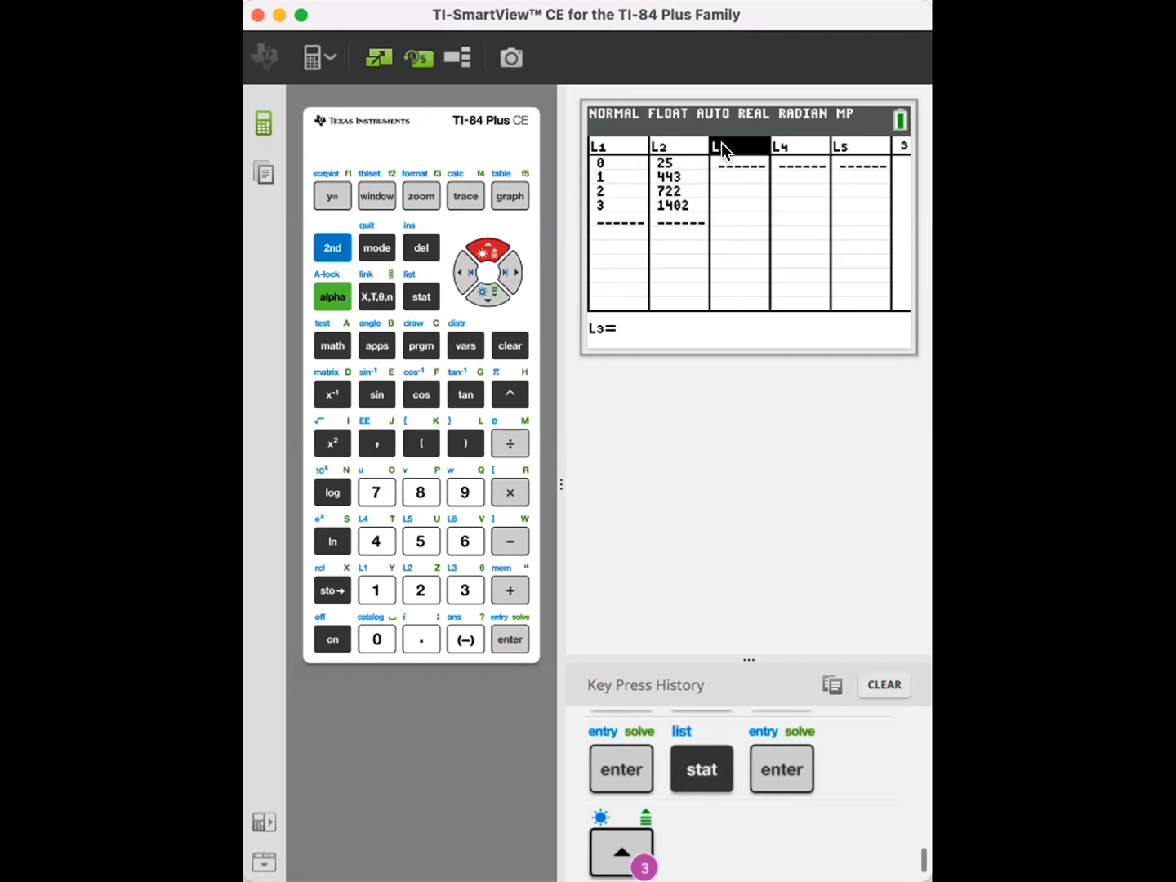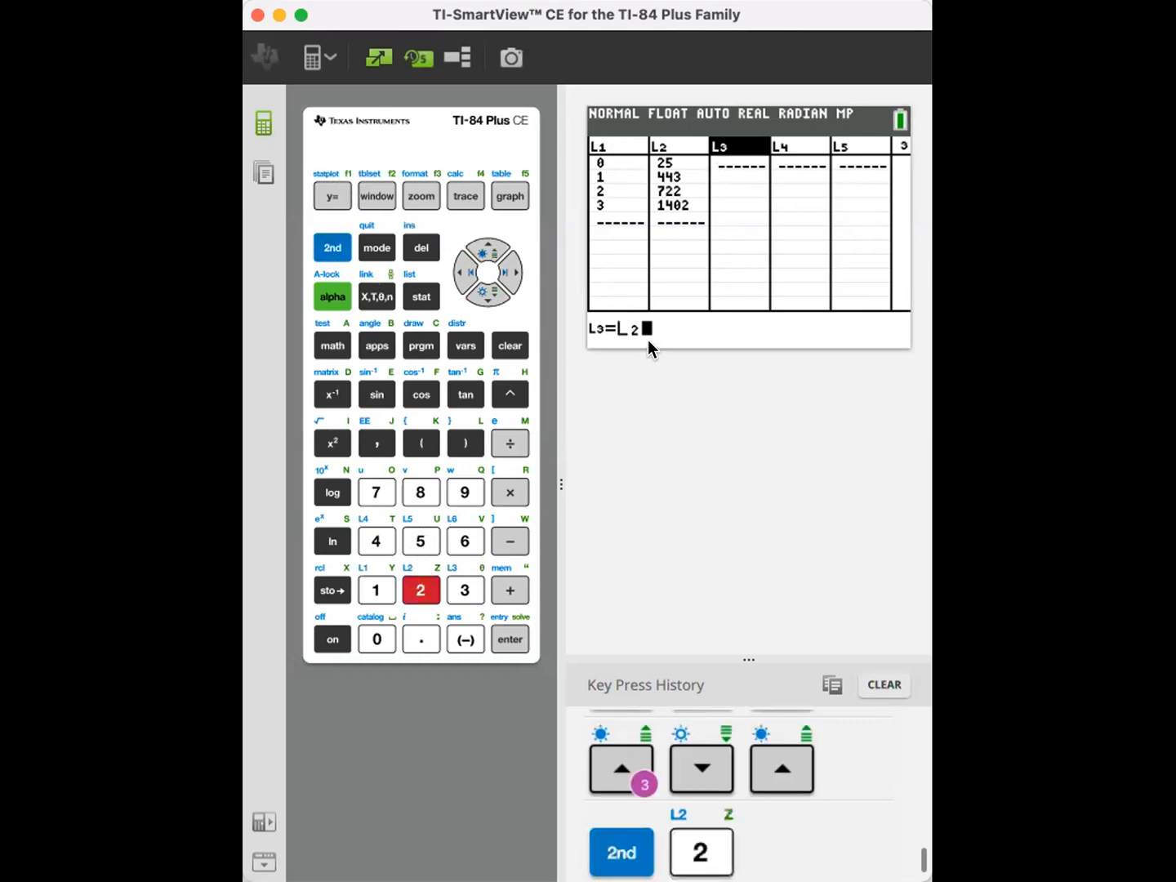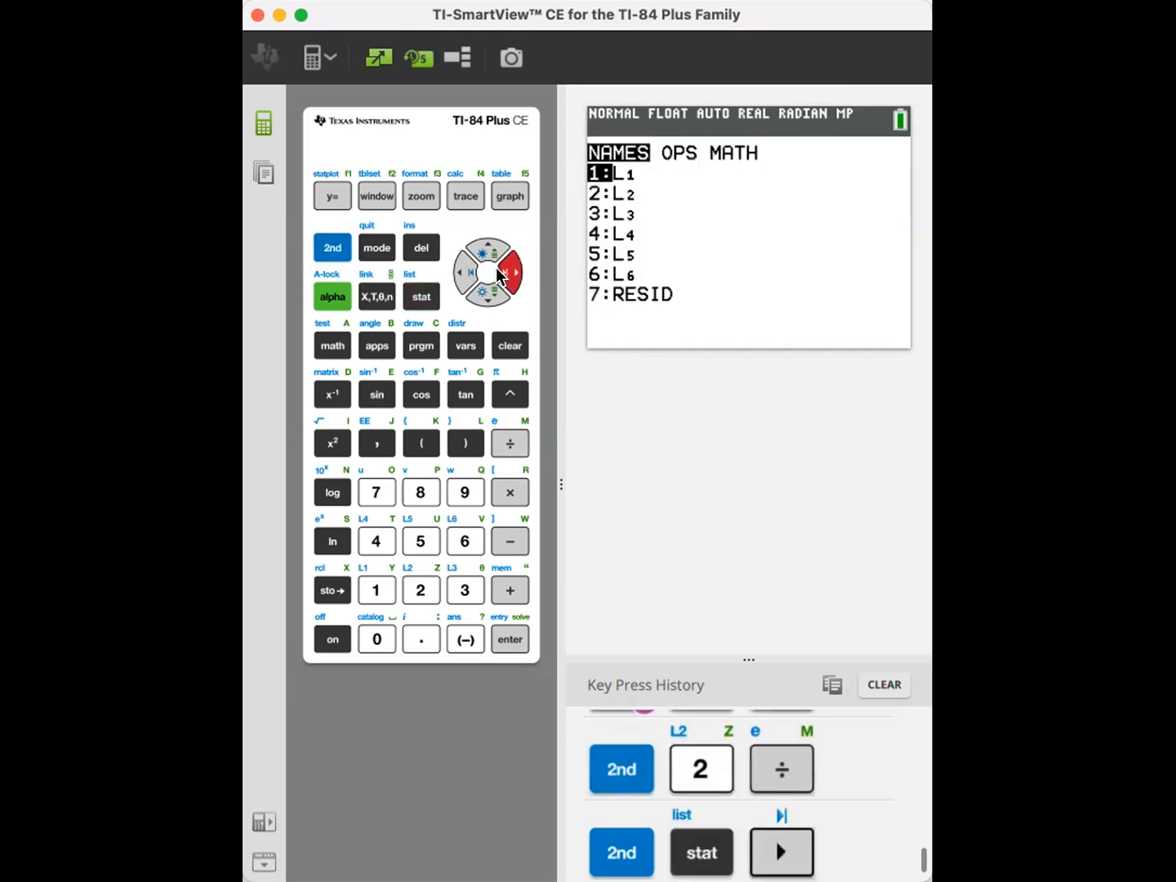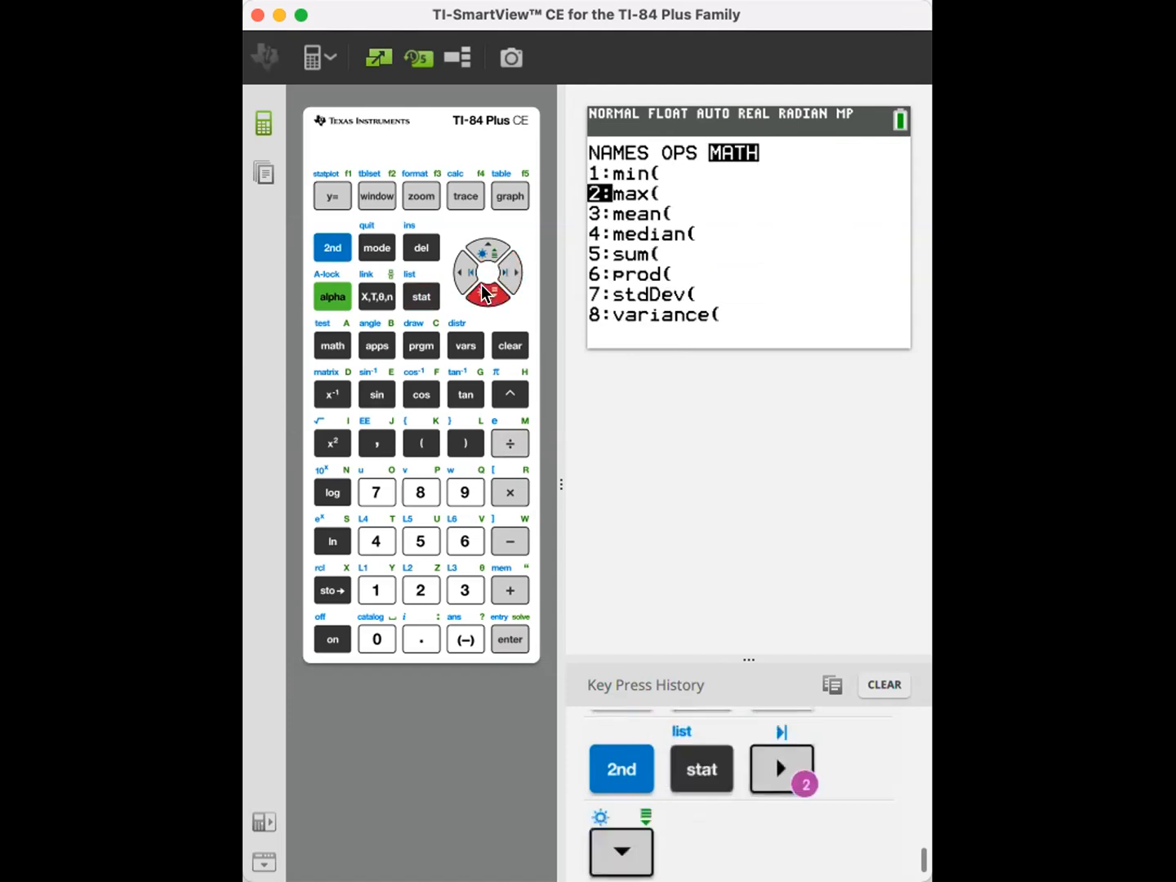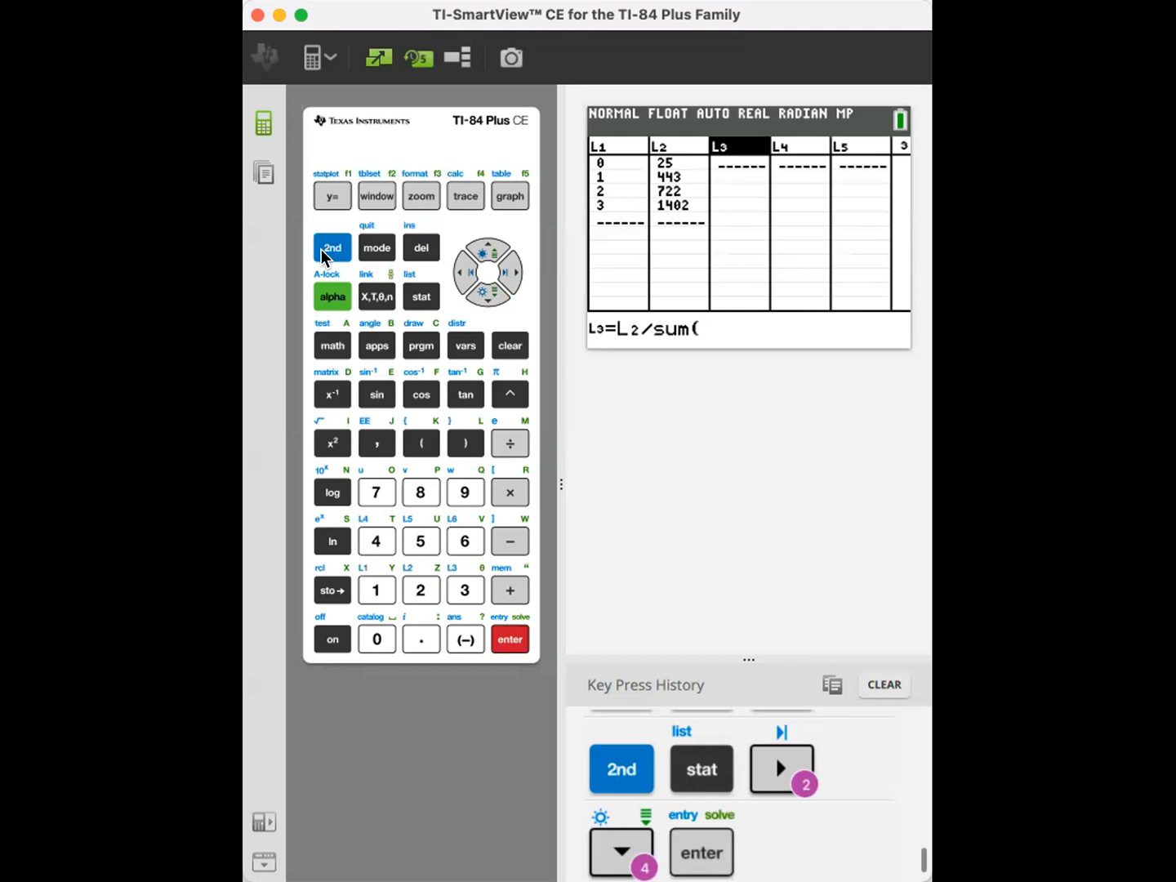So what I do is I say, okay, first thing first, I highlight L3 and I say, okay, I want it to be second function L2. Notice it's going to write it here. L3 equal to L2 divided by the sum of second function list. I go grab the sum function. And I enter again L2.